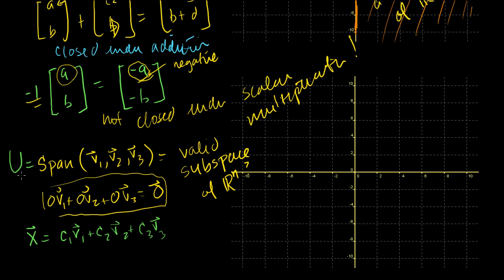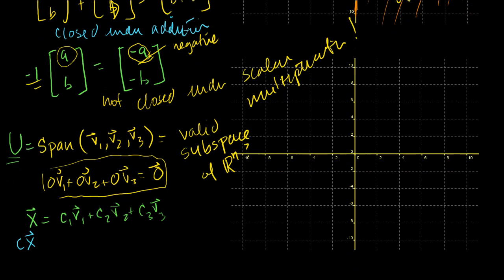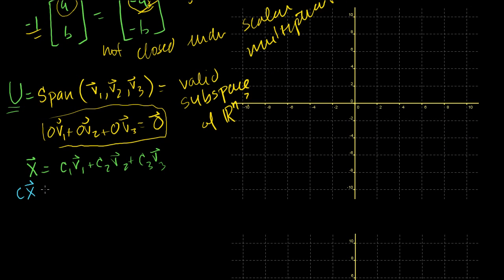Now, is this set closed under multiplication? Well, let's multiply this times some arbitrary constant. Let me multiply it times some arbitrary constant a. What is a times x? Well, it's a times c1 times v1, I'm just multiplying both sides of this equation by a, plus a times c2 times v2 plus a times c3 times v3.